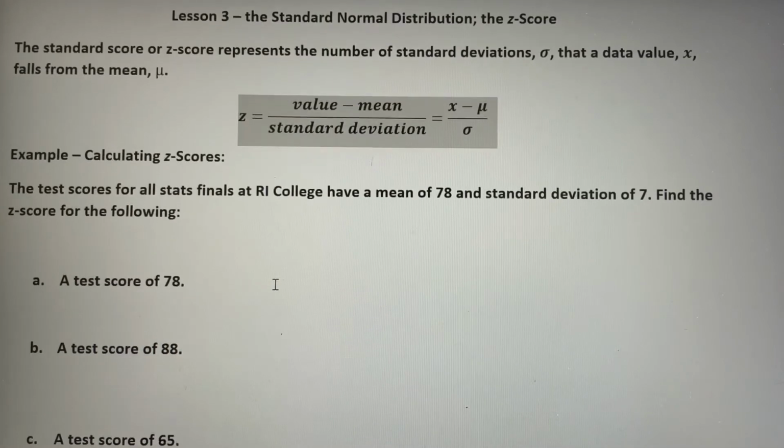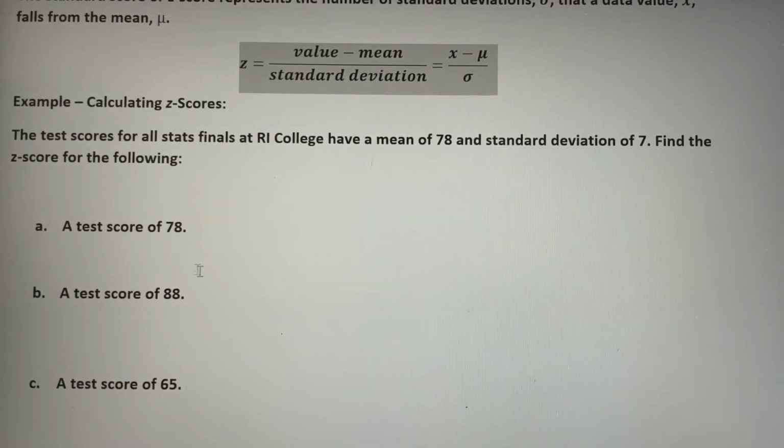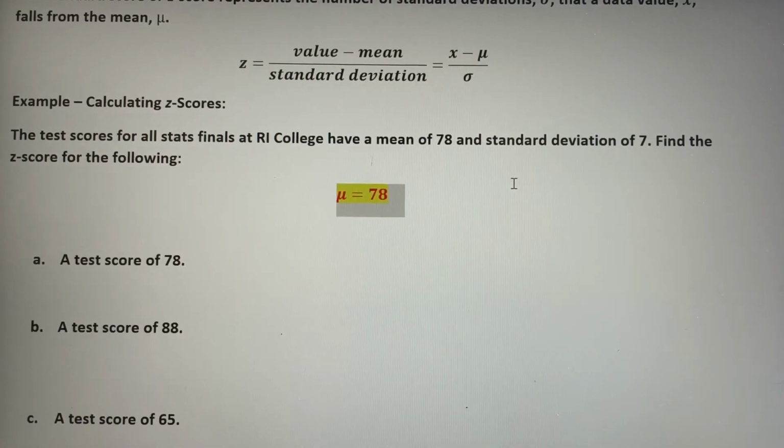So, calculating z-scores here. We've got the test scores for all stats finals at Rhode Island College. They have a mean of 78 and a standard deviation of 7. So we want to find the z-score for the following three test scores. So a test score of 78. In this problem, we've got a mean of 78, so mu equals 78, and the standard deviation, sigma, equals 7. So we're going to use these values to find the z-score for each of these three test scores for the stats final. So the z-score for 78.